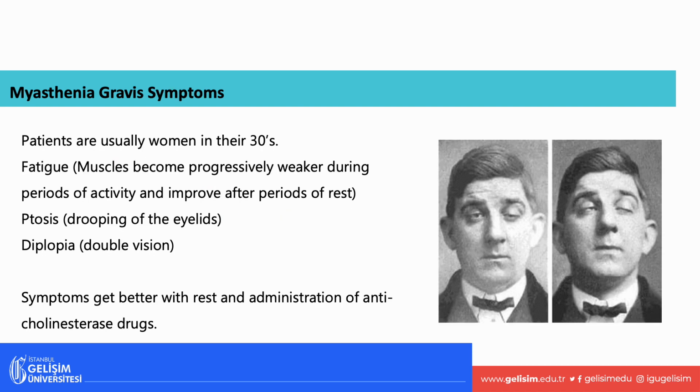All right, so the disease usually affects women in their 30s, and it's characterized by symptoms such as fatigue, drooping eyelids, which we call ptosis, and also double vision, diplopia. Symptoms tend to improve with rest, in addition to using anticholinesterase drugs.